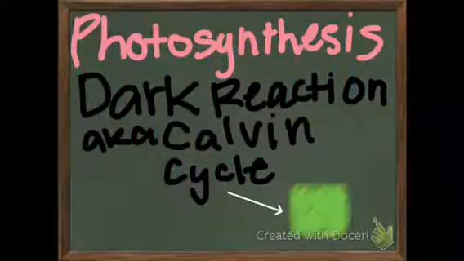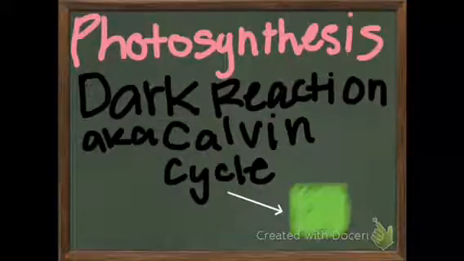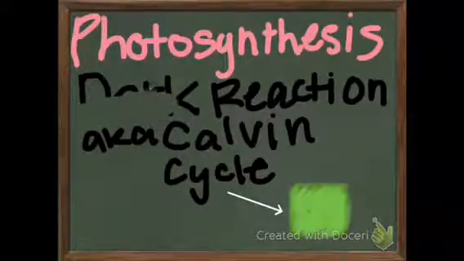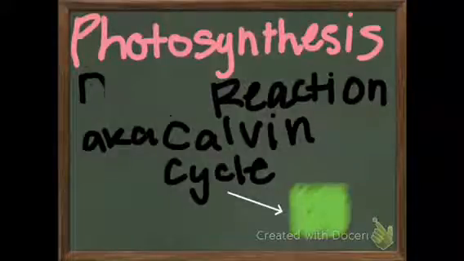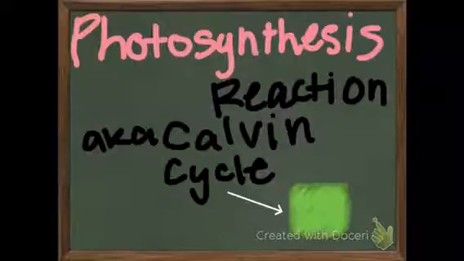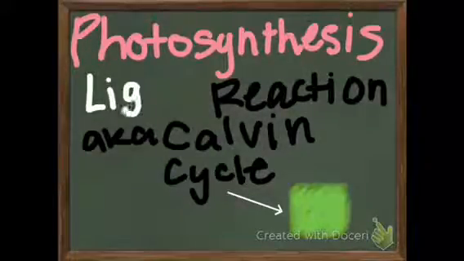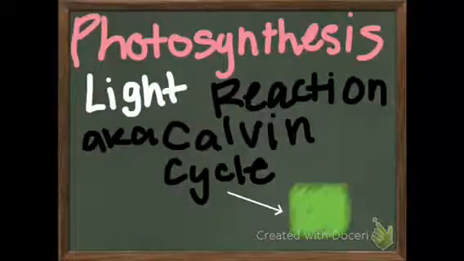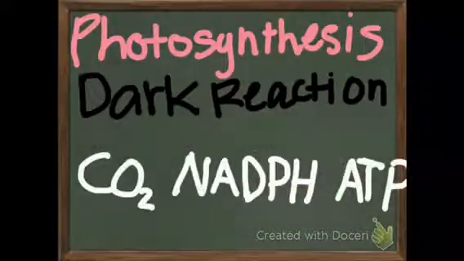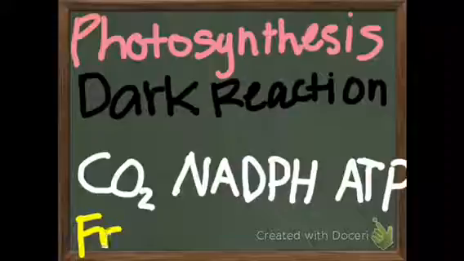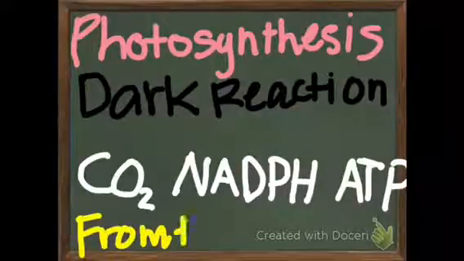The dark reaction, also known as the Calvin cycle, occurs in the chloroplast. The dark reaction completely relies on the light reaction. The dark reaction uses CO2, NADPH, and ATP. These are the products from the light reaction.